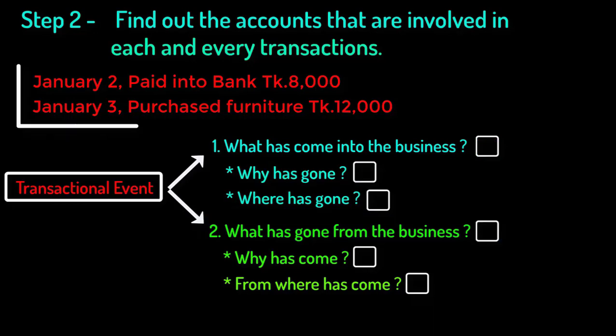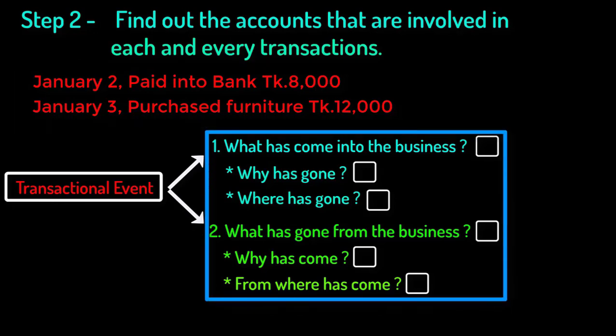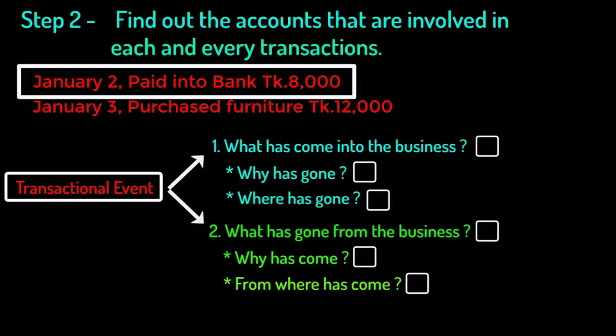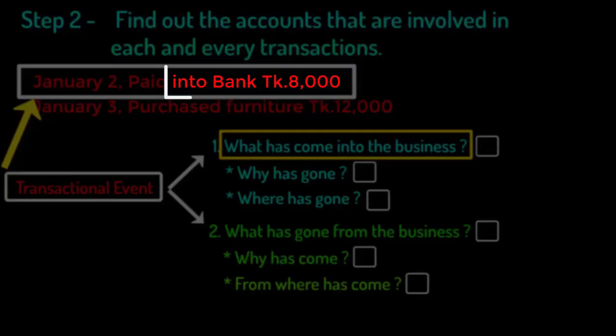Okay? Out of these two transactions, now we will apply the tricks on this transaction first. January 2, paid into the bank taka 8,000. For this transaction, ask yourself, what has come into the business? Nothing, isn't it? Why nothing? Because for paying cash into the bank, the company is not getting anything in return.